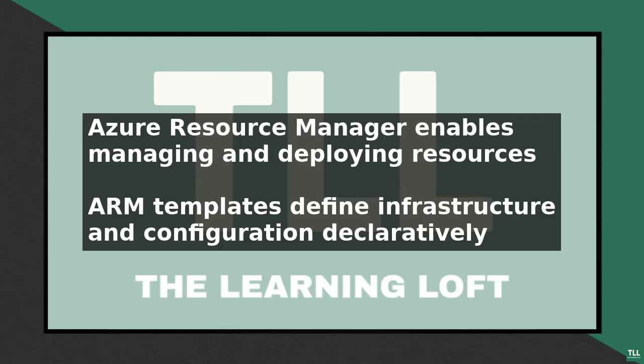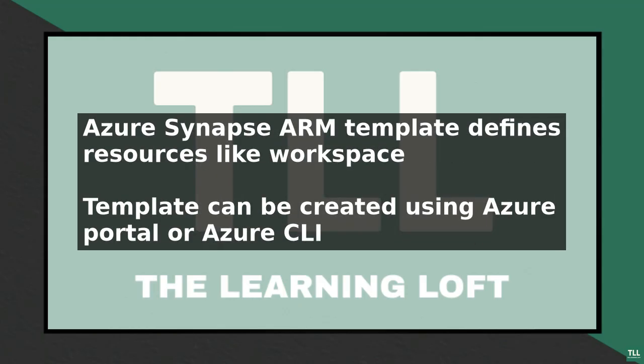Here is a step-by-step guide to creating an Azure Synapse ARM template. First, go to the Azure portal and search for Azure Synapse Analytics. Click on Create a new Synapse workspace and select the subscription, resource group, and region. Then, click on the Template tab and select Download Template. This will download a JSON file that defines the resources for your Synapse workspace.